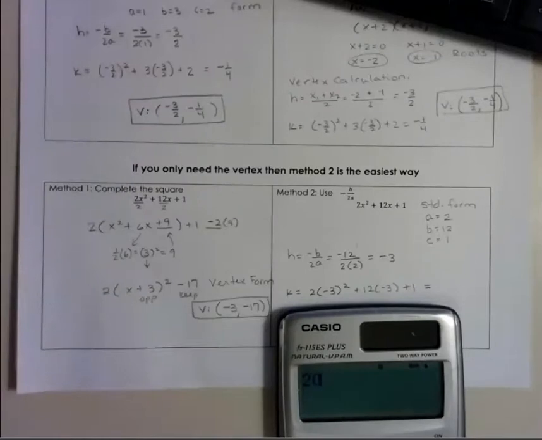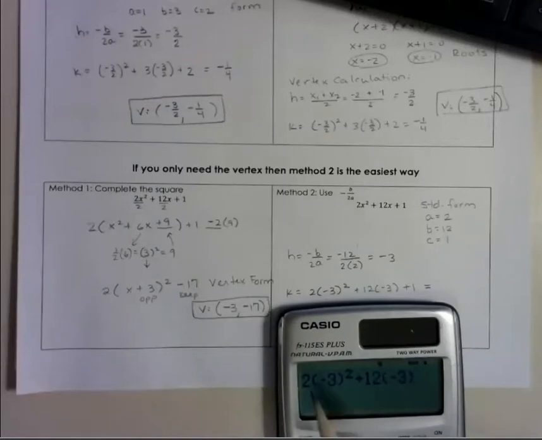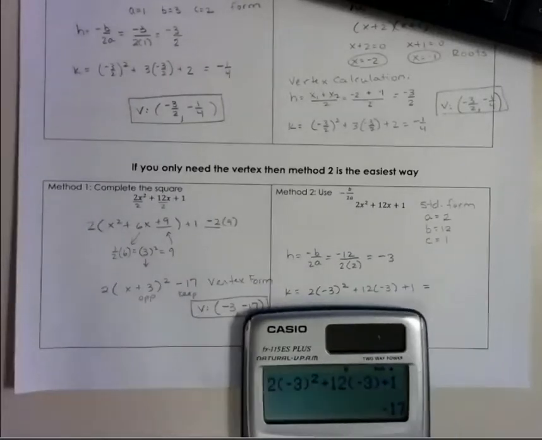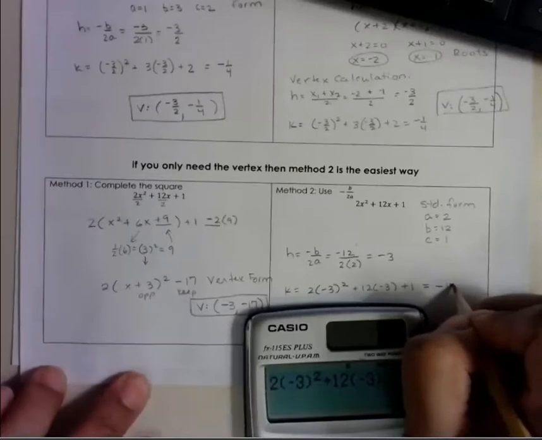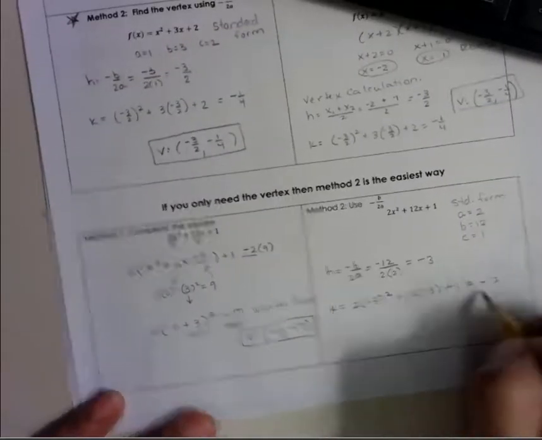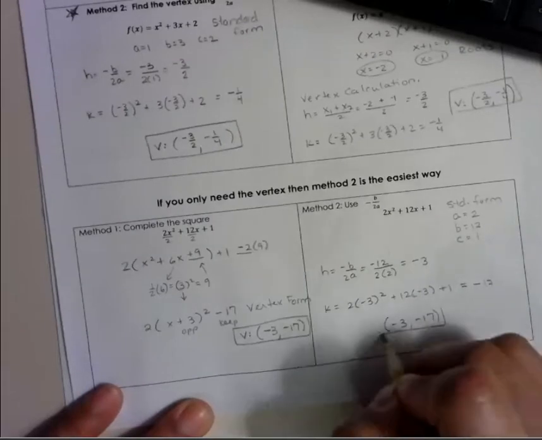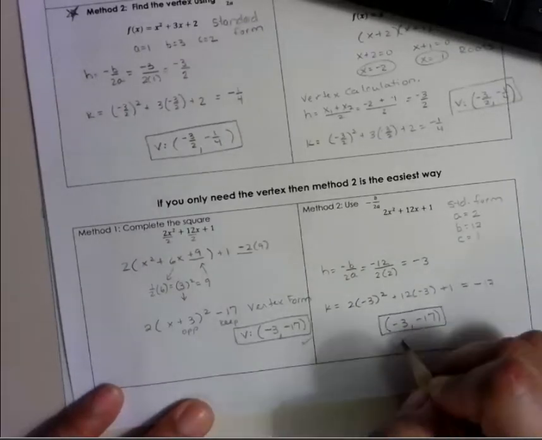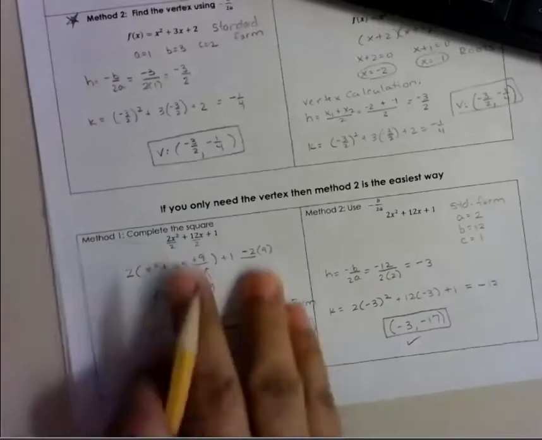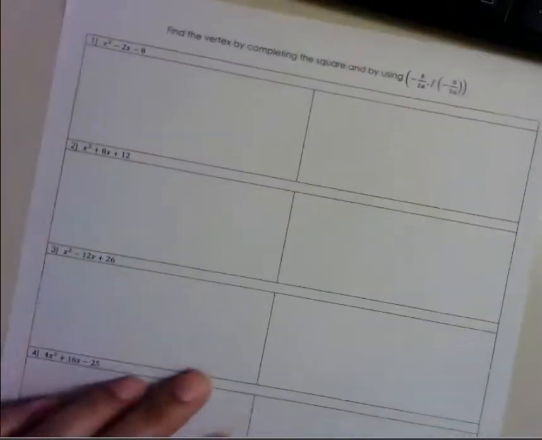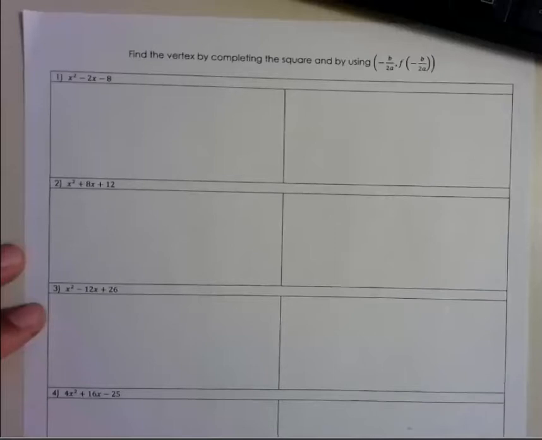2 times negative 3 squared plus 12 times negative 3. Notice that in all these cases I'm using those parentheses. If you refuse to use the parentheses, I don't know, the calculator might give you the wrong answer. Negative 17. And these you don't have to change, these are your answers. Like your vertex is negative 3, negative 17. See? Check.